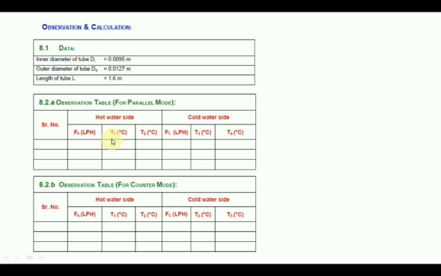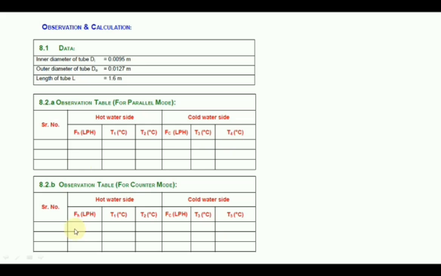Then we need to prepare this observation table. What does it consist of? It consists of the serial number, then the hot water side, where FH is the flow rate of the hot water and its unit is liters per hour. T1 is in degrees Celsius; T1 is the inlet temperature of the hot water, while T2 is the outlet temperature of the hot water. In the same way, for the cold water side, FC is the flow rate of the cold water and its unit is again liters per hour. Then T3 and T4 are the inlet and outlet temperatures of the cold water.